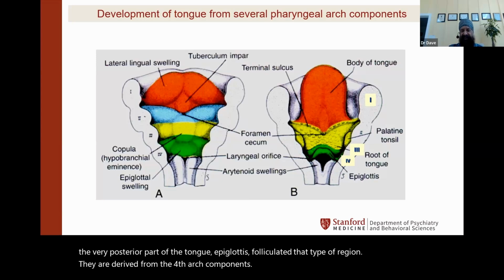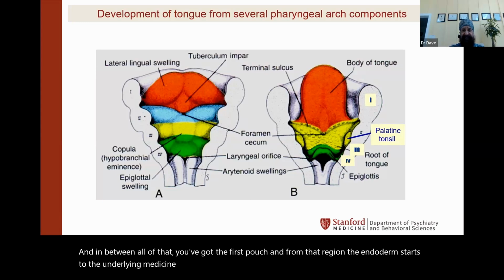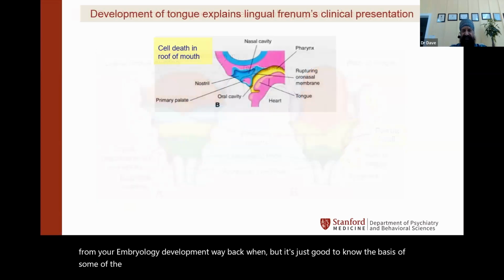And in between all of that, you've got the first pouch, and from that region, the endoderm over the underlying mesenchyme proliferates to give rise to the palatine tonsils. You already know that from your embryology way back when, but it's just good to know the basis of some of the clinical claims that we start to make as we move ahead.